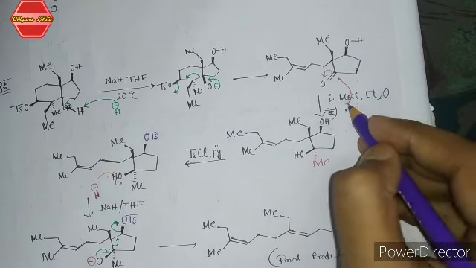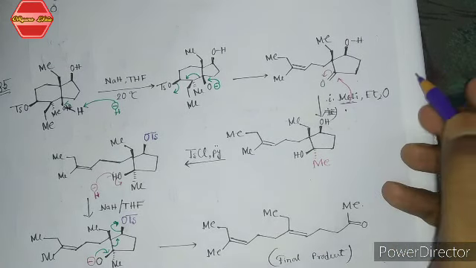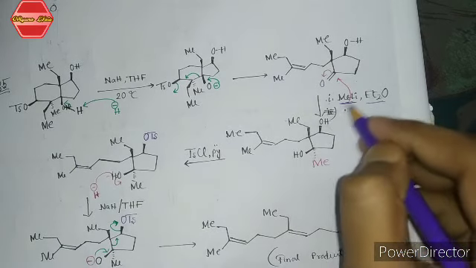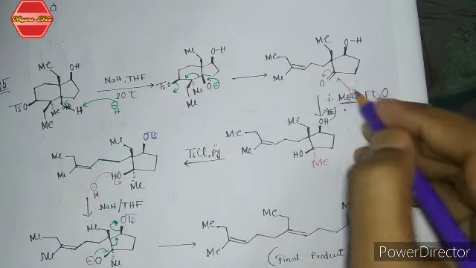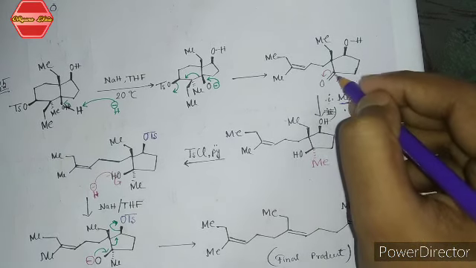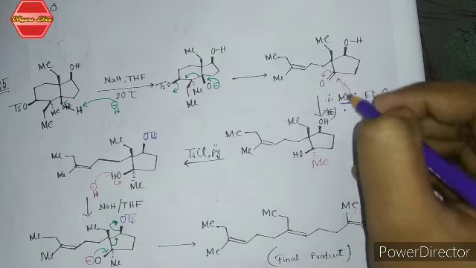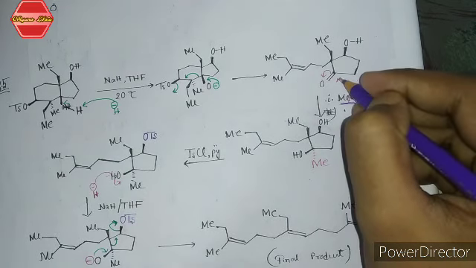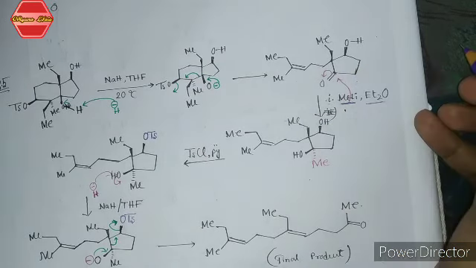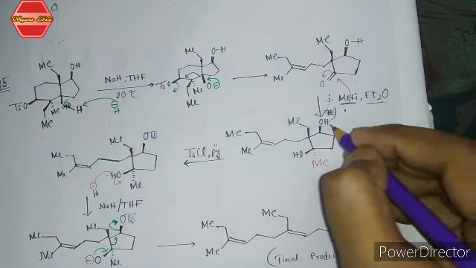Now you are given methyl lithium. The ether is just a solvent, ethyl ether, and methyl lithium is very hard in nature, because it is attached to the lithium center. It will attack directly over this carbonyl carbon, a hard interaction, and these bonds go over here, and you get this product.